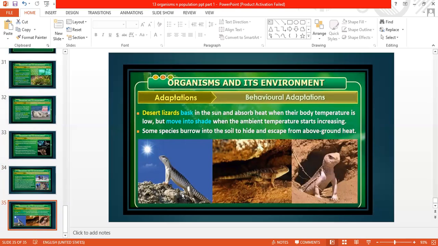Then let us see the last, that is behavioral adaptation. Desert lizards bask in the sun and absorb heat when their body temperature is low, but they move into the shade when the ambient temperature starts increasing. Some species burrow in the soil to hide and escape from the above ground heat.